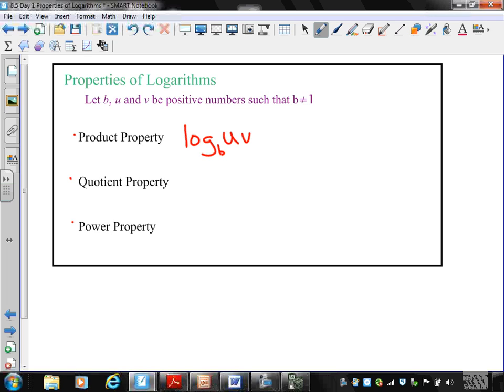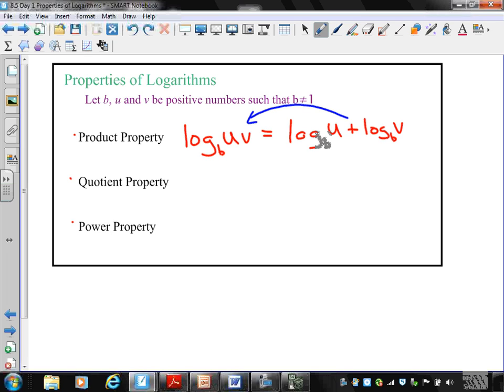Okay, so what do we do? If we have the log of a product, we turn this into the addition of two logs. So just like with exponents, we added the exponents, right? So I can call this the log of u, base b, plus the log of v, base b. So we expanded this out, right? We can expand the log of a product into the sum of two logs. And likewise, we can work right to left, right? If we have the sum of logs, we can turn it into a product. Okay, that's the product property.